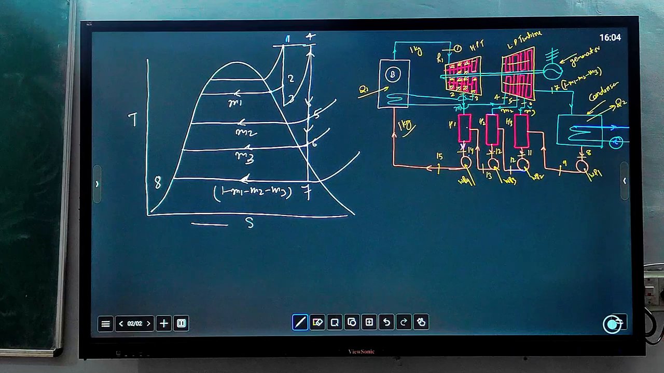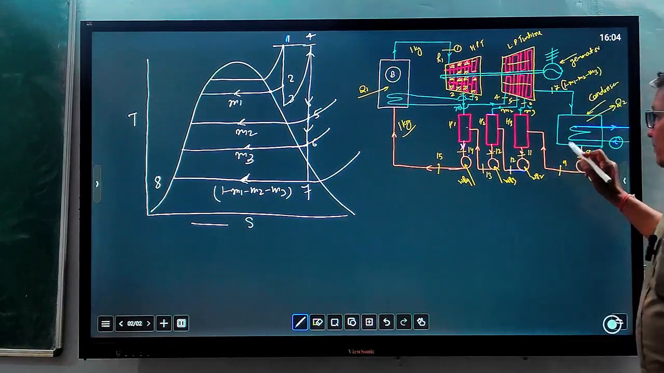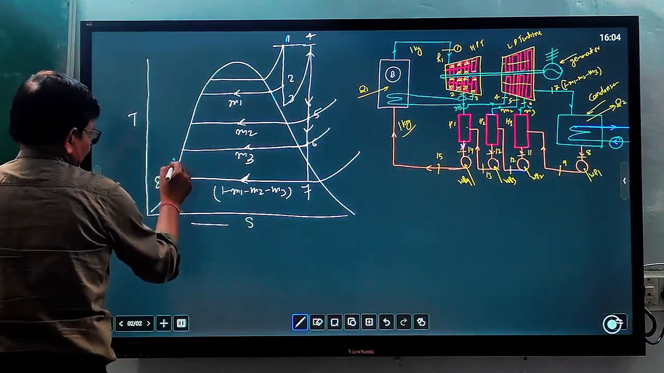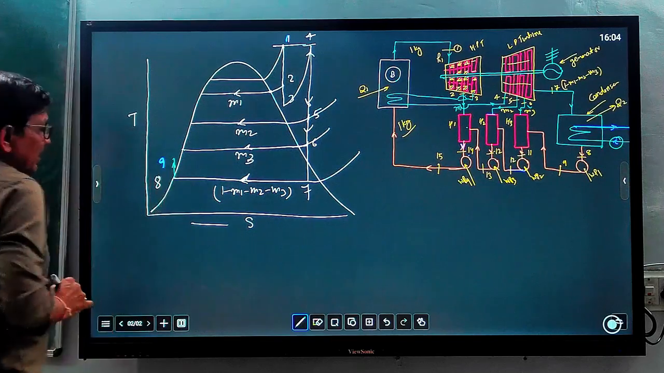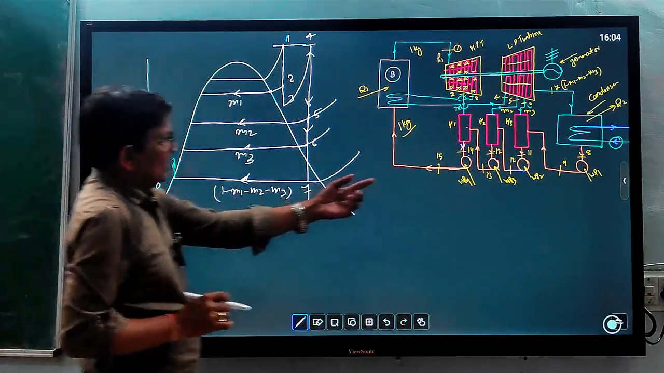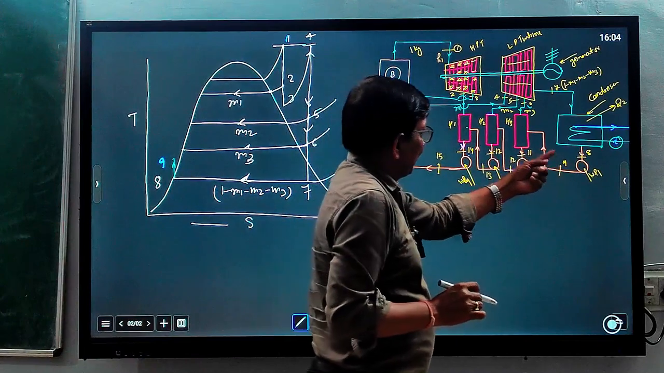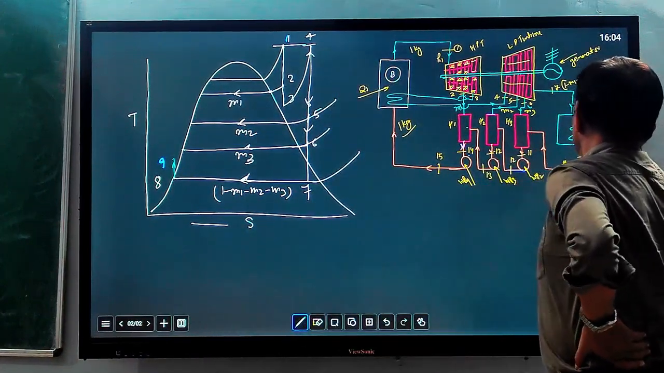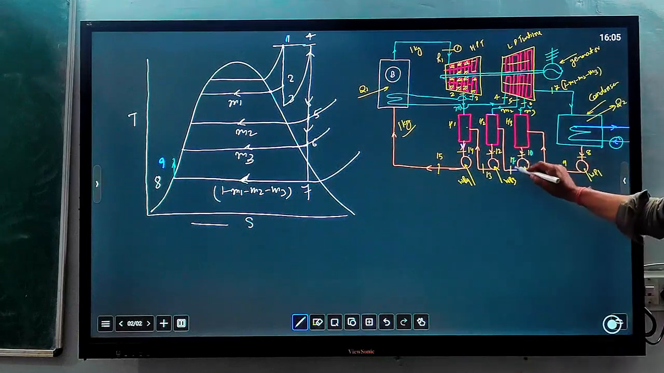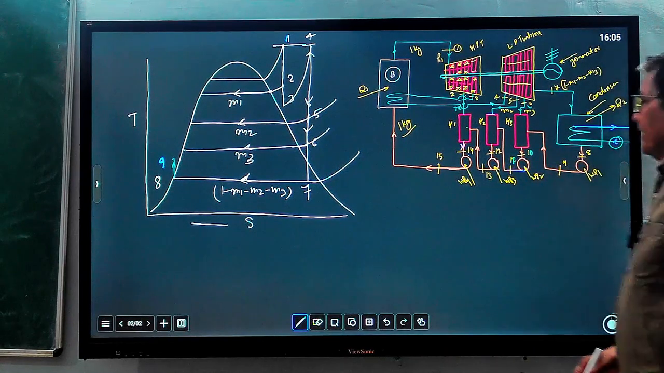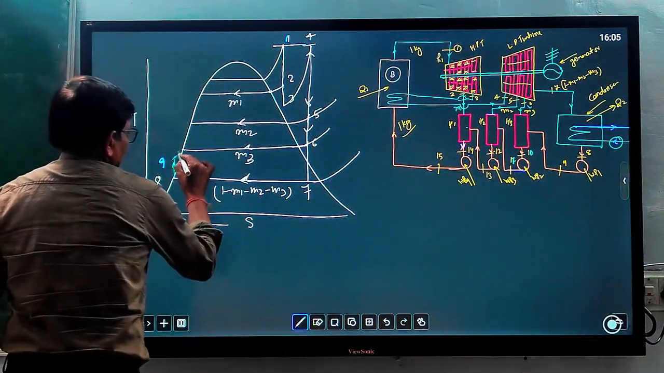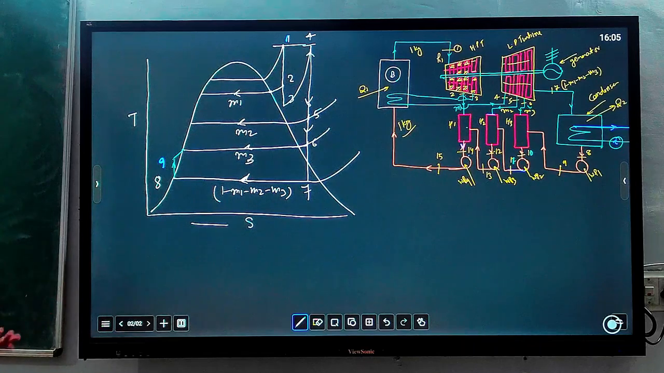Now we have to draw the pumping process from 8 to 9. From 8 to 9 pumping will be there, so I will show it in another color. Then 9 to 10, 10 to 11, 11 to 12. So 9 to 10 is a process in which M3 quantity will mix.